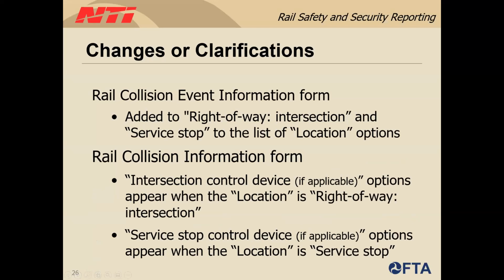We added a right-of-way intersection and service stop to the list of locations on the rail collision event information form. To support these selections, we added a selection of intersection control and service stop control device options to the right-of-way configuration section on the rail collision information form. The appropriate control device options list will appear based on the location you selected.